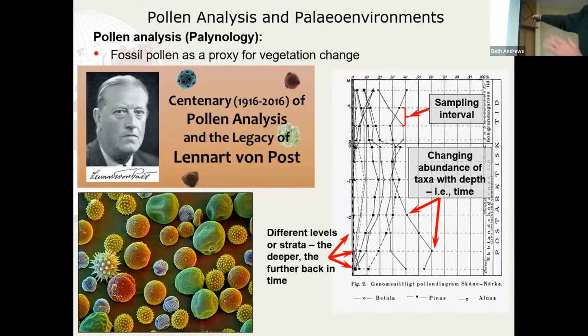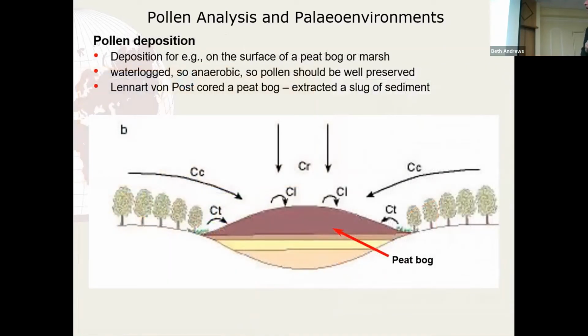Essentially, what it's doing is showing depth from the surface, and then each of those lines is the abundance of a particular pollen type, of that plant, through time. Okay, and it's these pollen grains he's looking at from his samples of sediment. So that's what Leonard von Post did. He took a core of sediment from his peat bog.